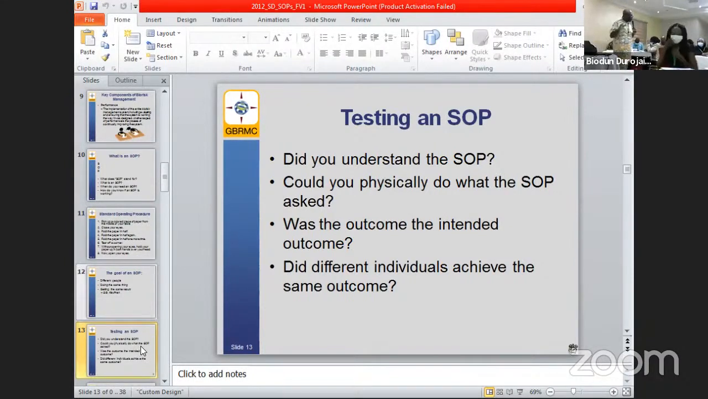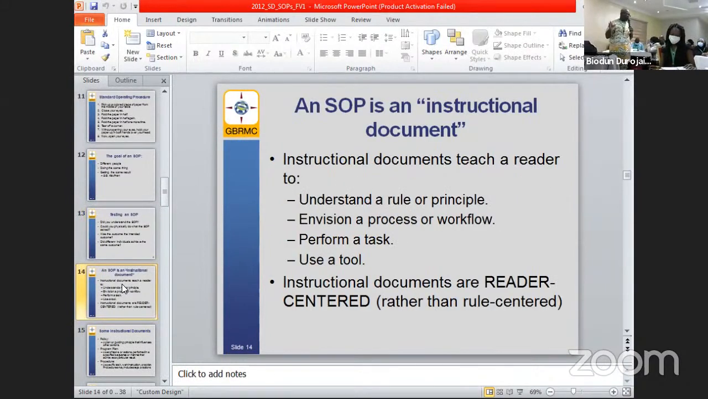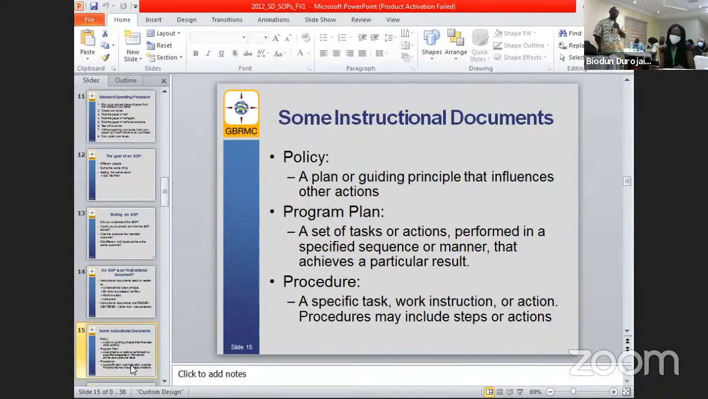Then we're going to look at what are some of the things that constitute instructional documents. So we have policy, program plan, then we have procedures. In policy, we're looking at a plan or guiding principle that influences other actions. Later we'll look at the differences. In program plan, we have a set of tasks or actions performed in a specified sequence or manner that achieves a particular result. Finally, a procedure has a specific task, work instruction, or action. The procedures may include steps or actions.